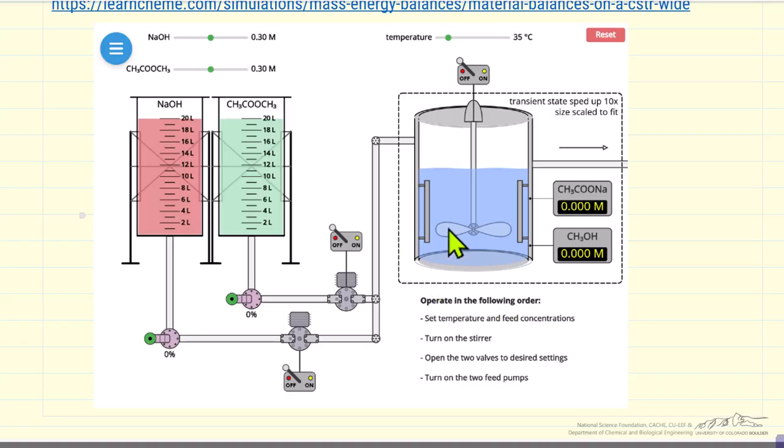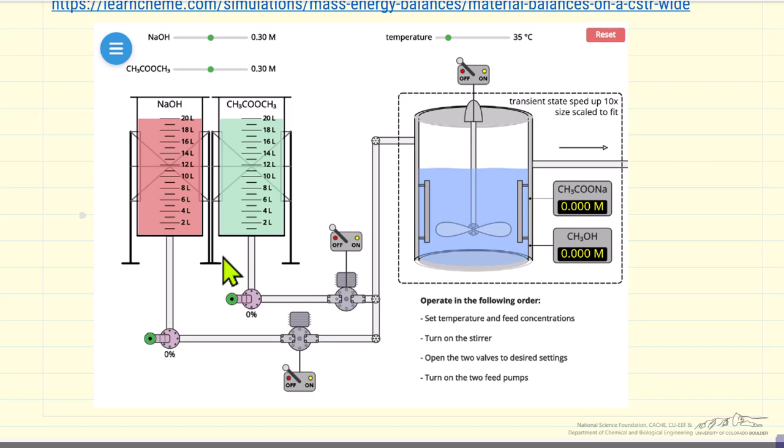We have to carry out the experiment in a certain order, namely, we first set a temperature with this slider, and set concentrations of the two reactants in the two feed tanks. We then turn on the stirrer, and then next we set these valves to some percentage opening, and then turn on the two pumps for the two feed streams.